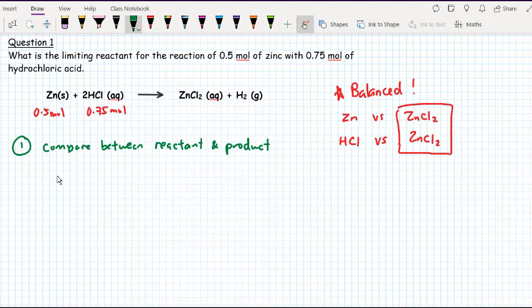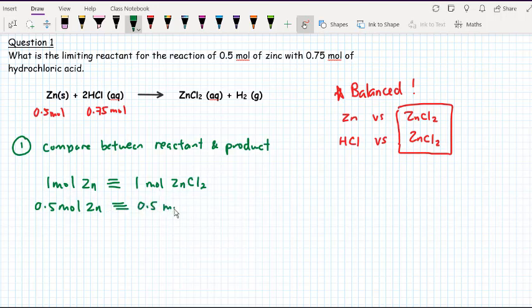According to the balanced equation, when 1 mole of zinc is reacted, it will produce 1 mole of zinc chloride. Therefore, given in the question we have 0.5 mole of zinc, and because the mole ratio is the same, we also have 0.5 mole of zinc chloride.